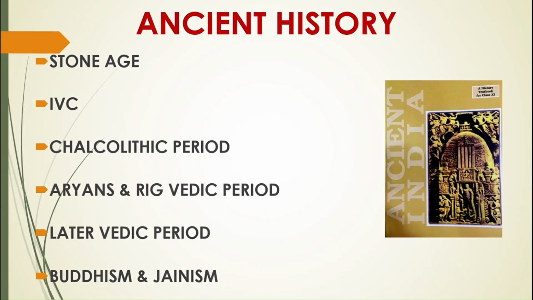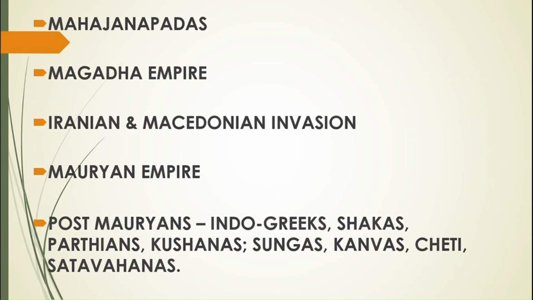I had referred to this book, Ancient India, Old NCERT by R.S. Sharma sir. And all the topics that I have listed here are in chronology, that is the index of this book itself. So the topics are Stone Age, IVC, Chalcolithic period, Aryans and the Rigvedic period, later Vedic period, Buddhism and Jainism, then Mahajanapadas, Magadha Empire, Iranian and Macedonian invasion, Mauryan Empire.